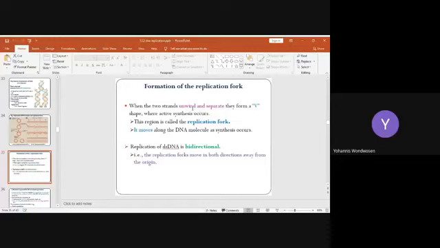Imagine two forks placed in opposite directions. So this region is called the replication fork and it moves along the DNA molecule as the synthesis occurs, and we can call it the DNA replication process is bidirectional.